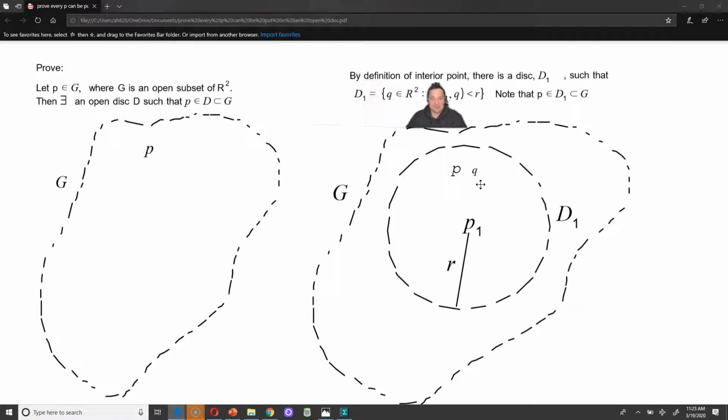By definition of the interior point, there's a disk D sub 1 at first, such that D sub 1 is the set of all Q in R2 such that the distance between P sub 1 and Q is less than R. So look at this modified picture. The pictures correspond to different stages of the proof. Here is now P sub 1, some different point, different from P. Here's Q in that position somewhere. R is the radius of this inner disk, and now the whole disk is named D sub 1. Notice that clearly P belongs to D sub 1 because P is inside that disk, and D sub 1 itself is a subset of G, because D sub 1 is inside the set G, as you can see.